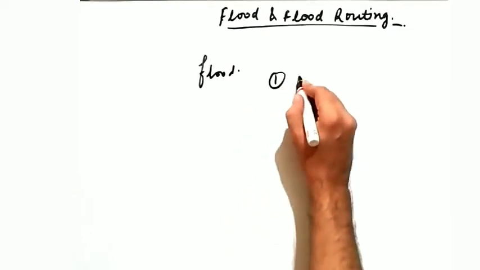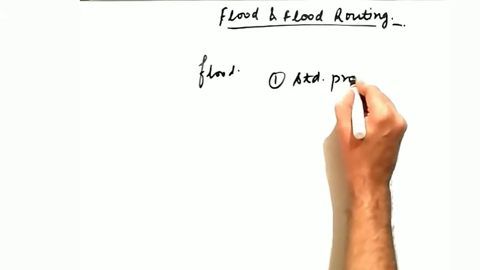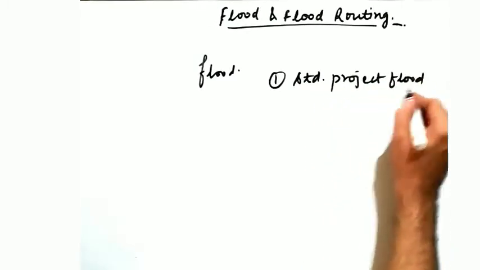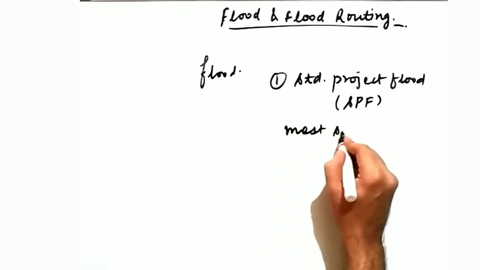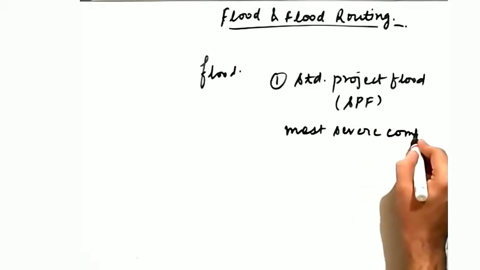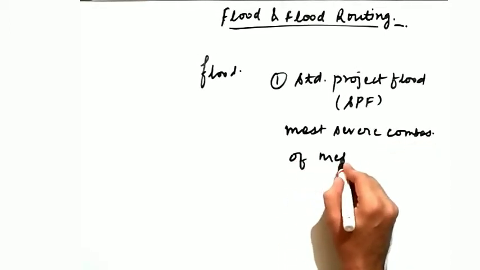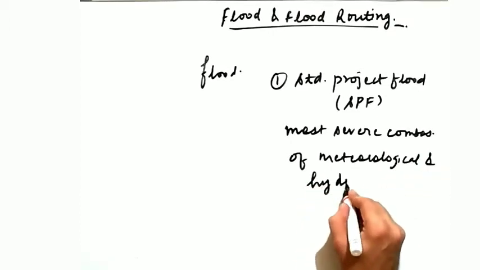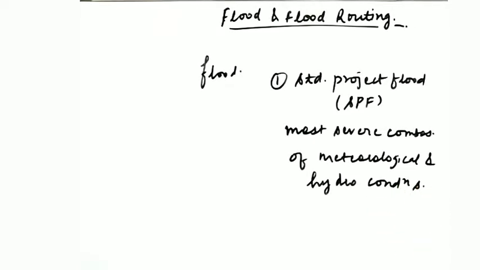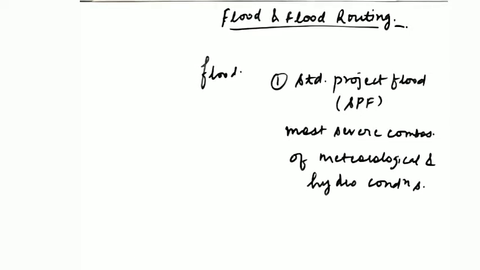The first type of flood is called standard project flood. The short form of this is SPF. Now, what is standard project flood? This is the estimate of flood that is likely to occur from the most severe combinations of meteorological and hydrological conditions. That means we take into account the most severe possible combinations of the hydrological and meteorological conditions prevailing in that particular area.